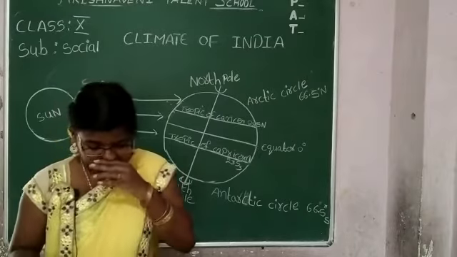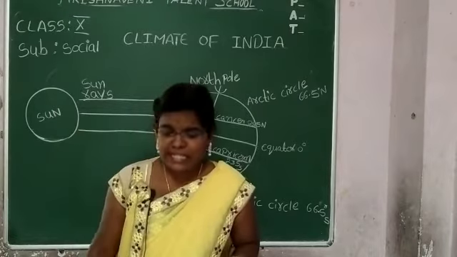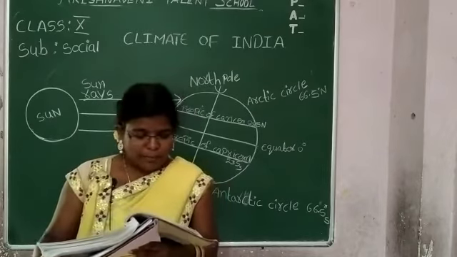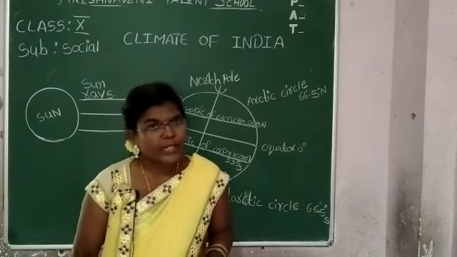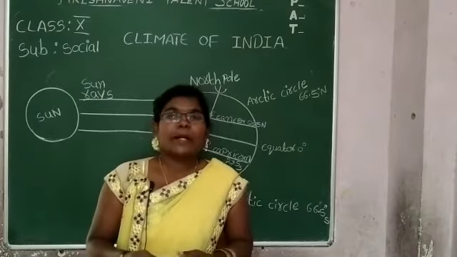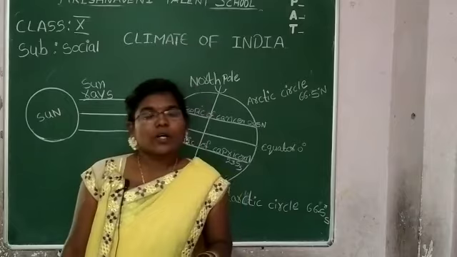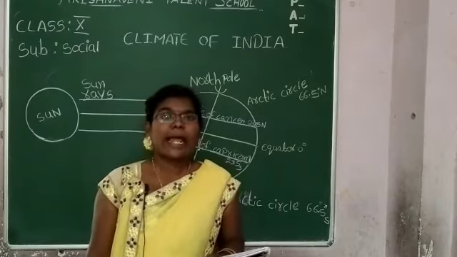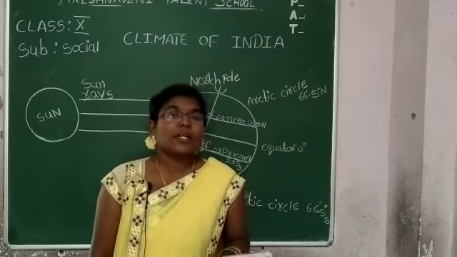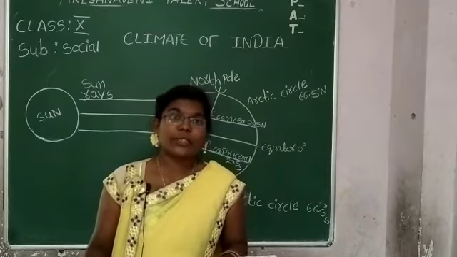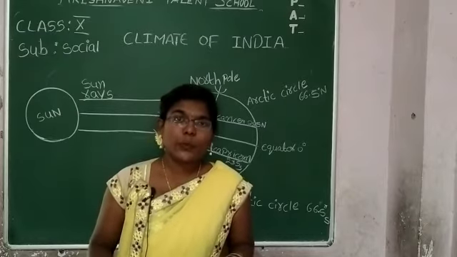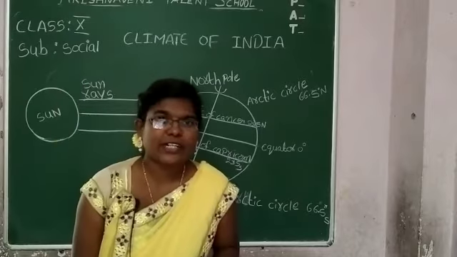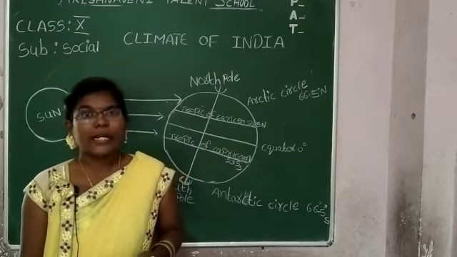Let us see the elements of weather and climate. What are the main elements here? Temperature, atmosphere, humidity, pressure, winds, etc. These are all the elements of weather and climate: humidity, pressure, winds, precipitation, atmospheric pressure and temperature.